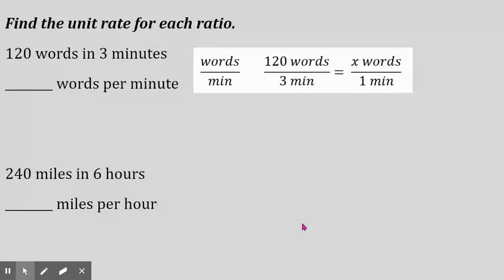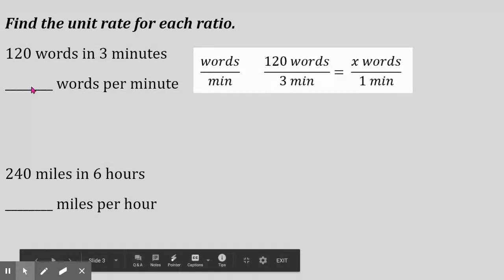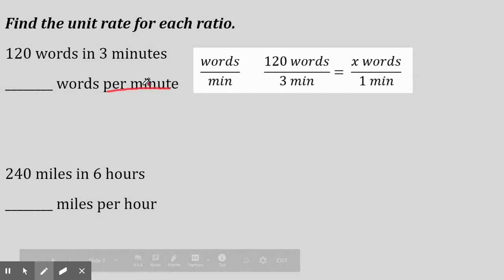All right, so let's take a look at an example of finding the unit rate for each ratio. So the first example I have is 120 words in 3 minutes. All right, and I want to know how many words per minute. Okay, that per minute means in 1 minute. So this is an example of unit rate.